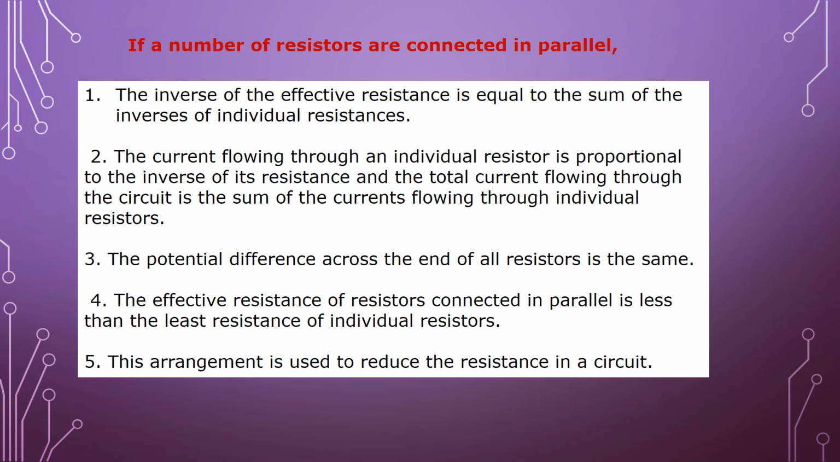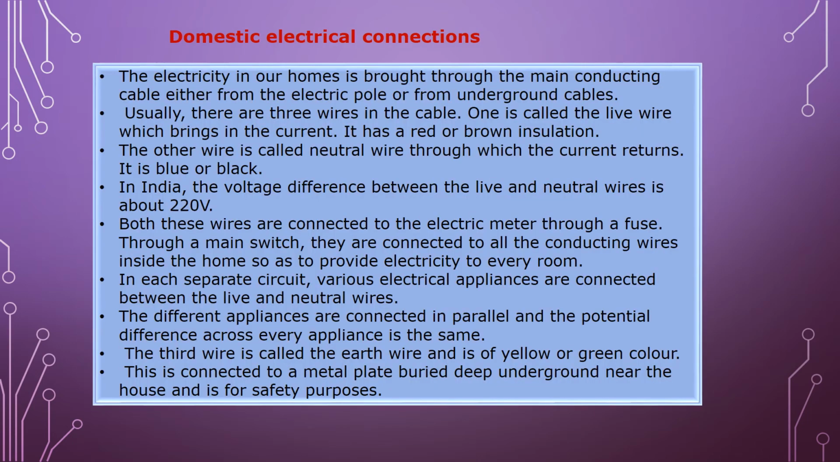Now this arrangement is used to reduce the resistance in a circuit. So such type of arrangement can be used for reducing the resistance in the circuit. And the potential difference across the ends of all the resistances will be the same for this parallel connection. Now let us see, children, domestic electrical connections.